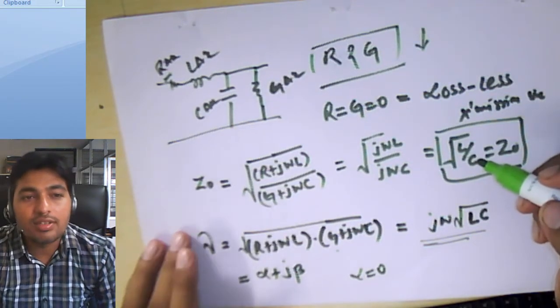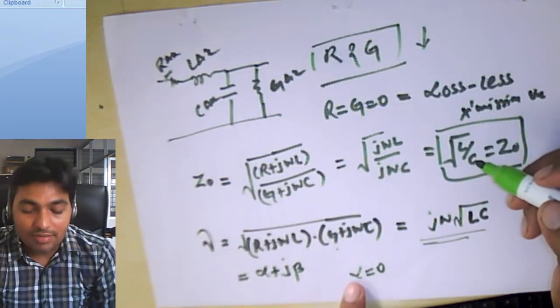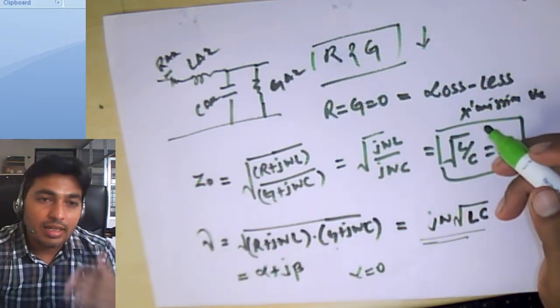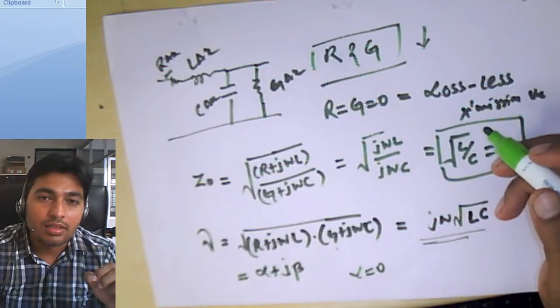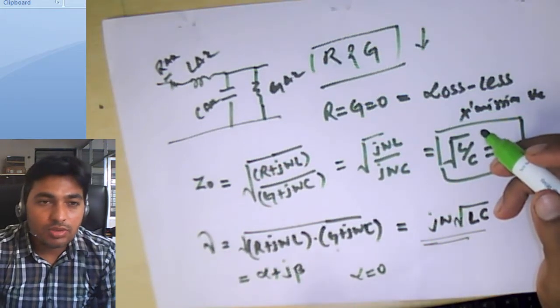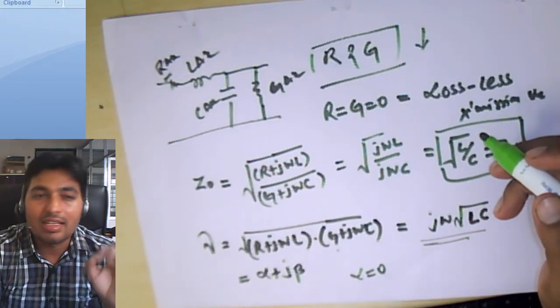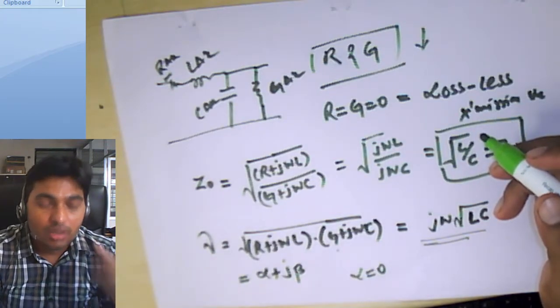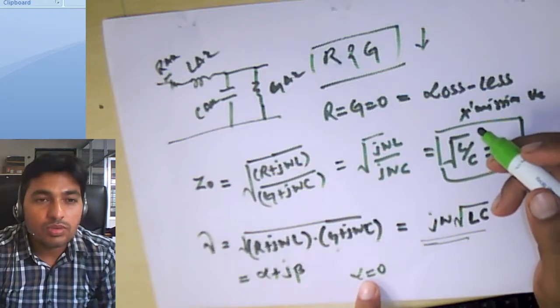If alpha is equal to 0, it means alpha is the attenuation constant, which displays how much attenuation there is in a transmission line per meter. So if alpha is equal to 0, it does not have any attenuation. No attenuation means it does not have any losses. So alpha is equal to 0.